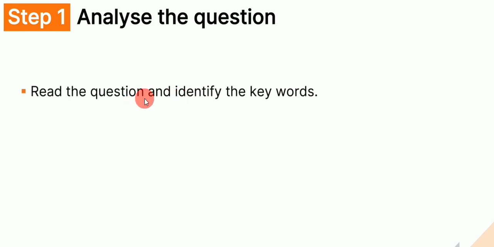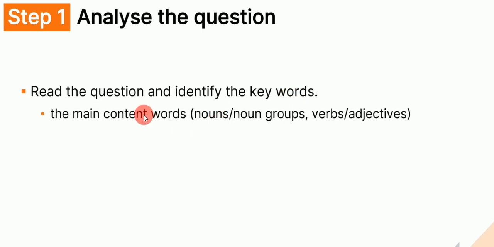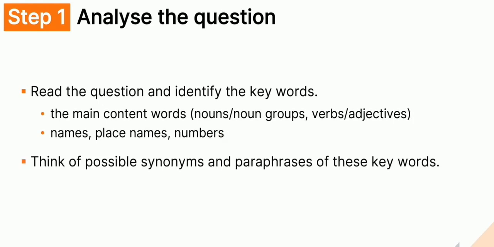Analyzing the question in true, false, not given questions will help you to find the answer in the reading passage. Once you have skimmed the passage, you need to read the question and identify the key words. These are the main content words. This means there will usually be nouns or noun groups, verbs or verb groups, and adjectives. Pay extra attention to names, place names, and numbers, as these are usually easier to find in the text. Remember to think of possible synonyms and paraphrases of these key words.